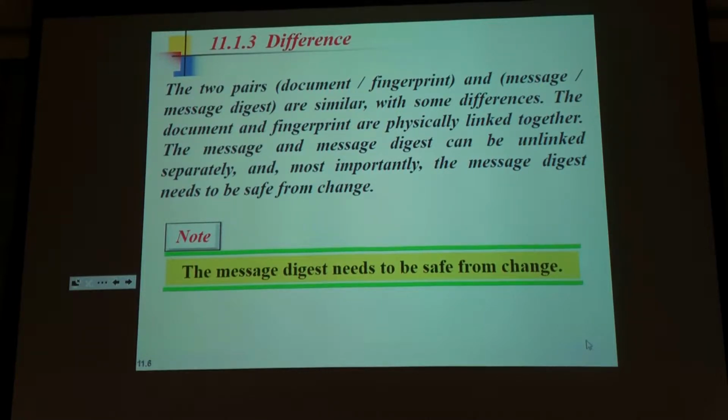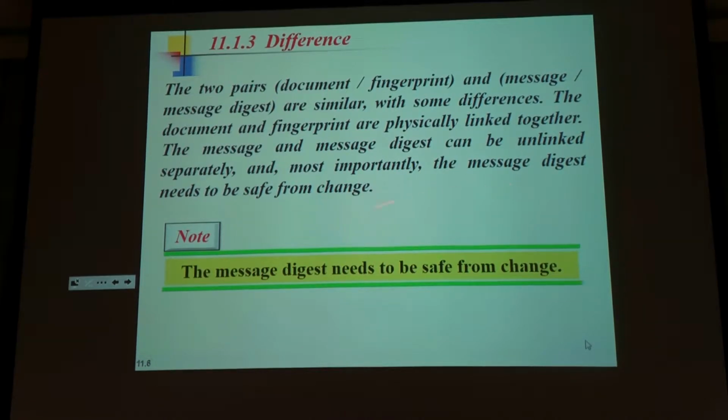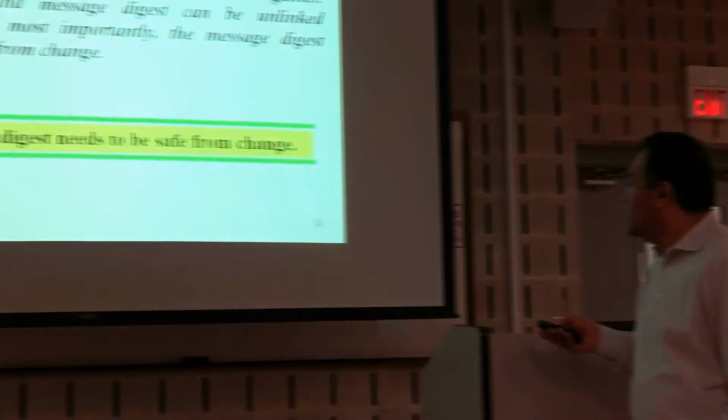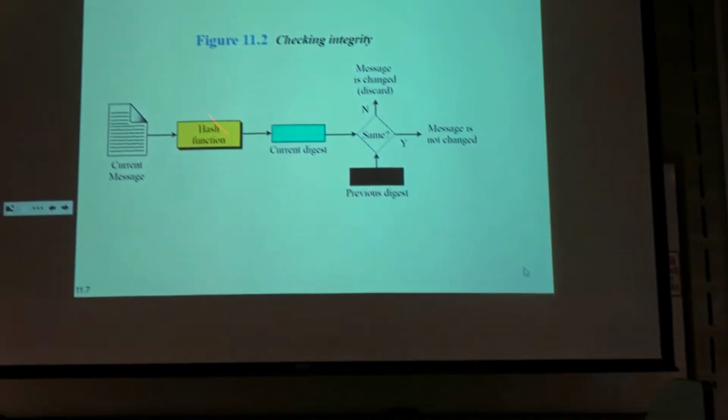So the two pairs, document and fingerprint and message and message digest, are similar with some differences. You agree? The document and fingerprint are physically linked together. The message and the message digest can be unlinked, could be sent separately, or could be linked, sent together, okay? And most importantly, the message digest needs to be safe from change.